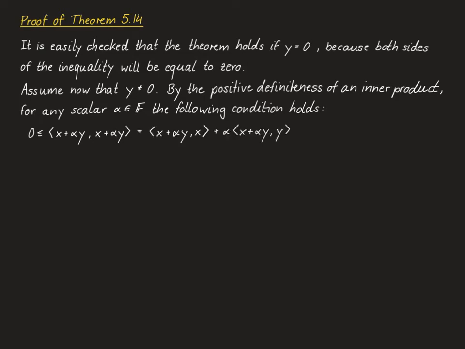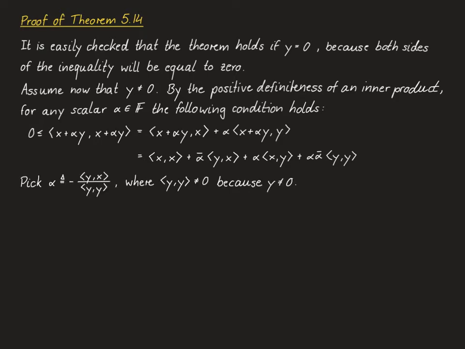And by linearity in the second argument, this can be written as the inner product of x plus alpha y with x plus alpha times the inner product of x plus alpha y with y, which by conjugate linearity in the first argument can be written as inner product of x with x plus alpha bar times the inner product of y with x plus alpha times the inner product of x with y plus alpha bar times the inner product of y with y. Remember that this works for any scalar alpha in the field F.